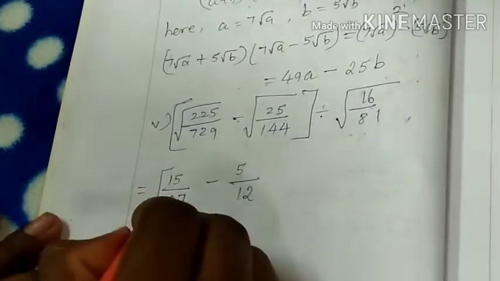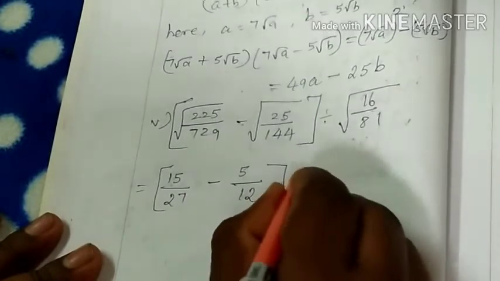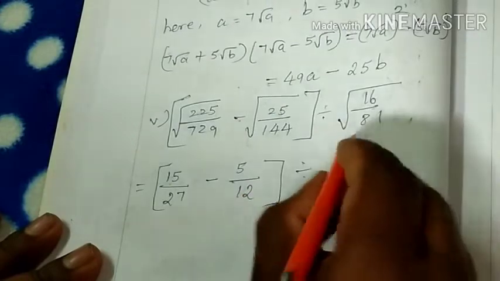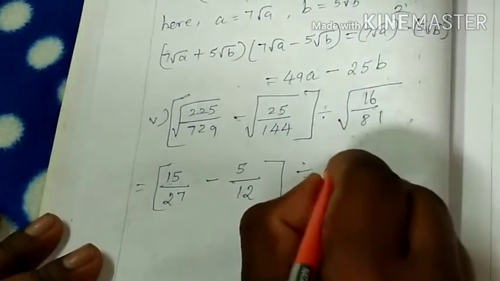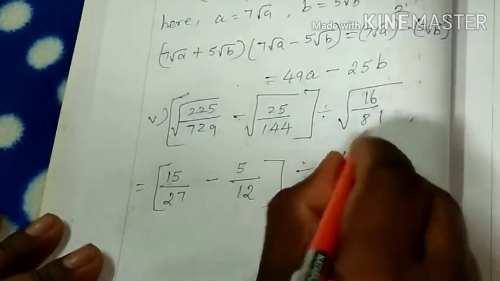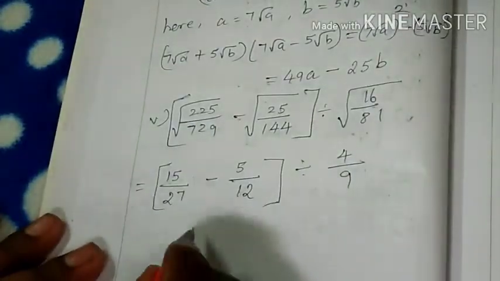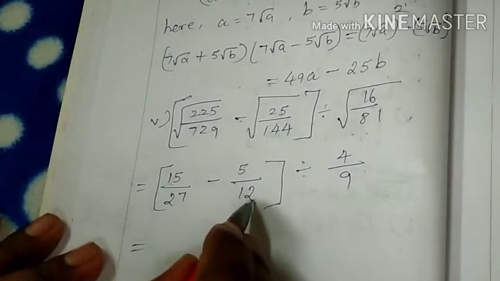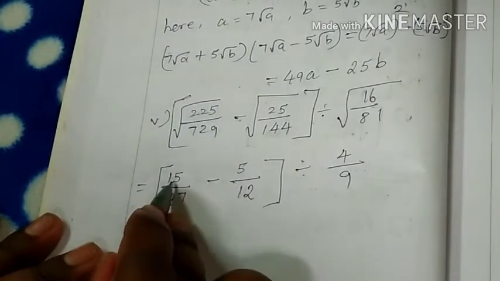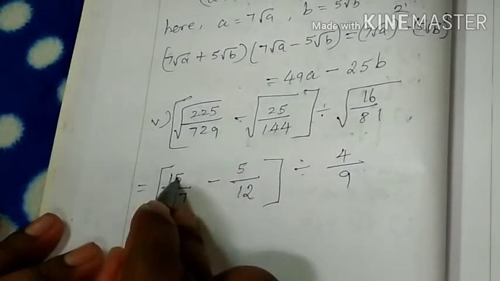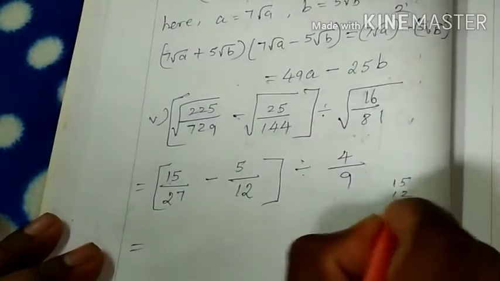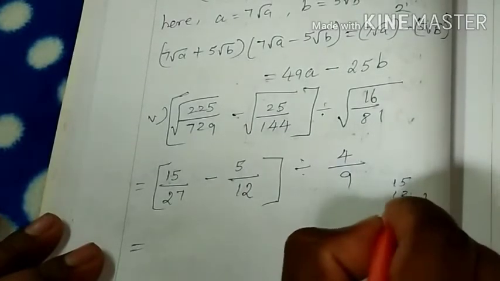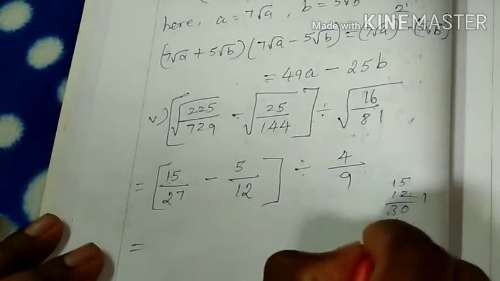Then it is divided by the square root of 16. The square root of 16 is 4, 4 fours are 16. The square root of 81 is 9. Simplifying this value, first multiply these two values. 15 twelves are: 5 twos are 10, carry 1. 1 two is 2 plus 1 is 3. 1 five is 5. 1 one is 1.